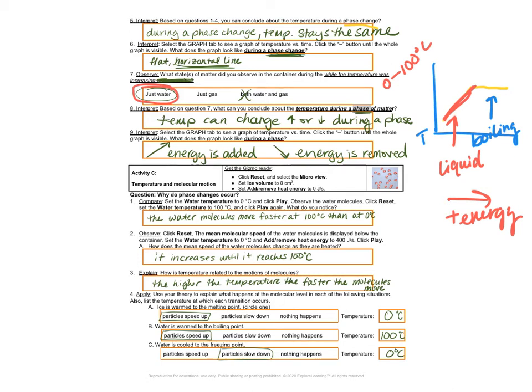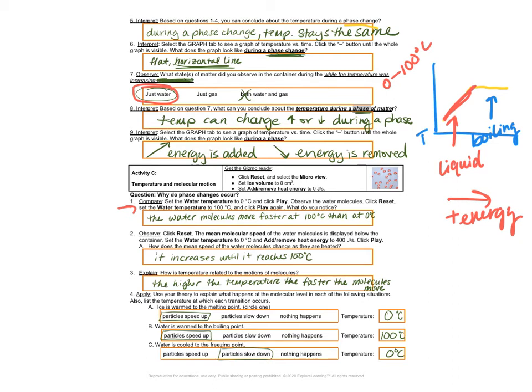Why do phase changes occur? So we're down here now. Select water temperature at 0 degrees, click play. Set the water temperature to 100 degrees and click play. What do you notice about the molecules? So the molecules, it's not a huge difference, but they do move faster at 100 degrees than they did at 0 degrees.